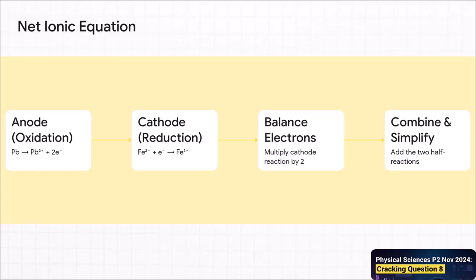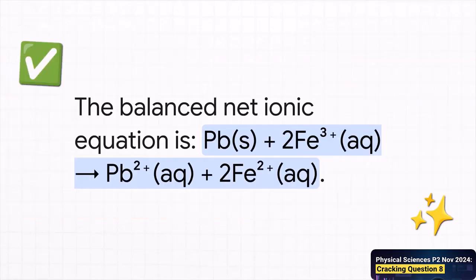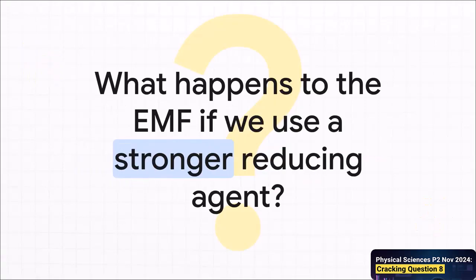Now for the most important part, step 3, you have to balance the electrons. The anode is giving away 2, but the cathode is only taking 1. That won't work, so we multiply that whole cathode reaction by 2. And finally, step 4, just add the 2 half reactions together. The electrons on both sides will cancel out, and you're left with your net equation. And there you have it, the final, perfectly balanced answer. 1 solid lead plus 2 iron 3 ions gives you 1 lead 2 ion and 2 iron 2 ions. Done. We're on the home stretch now.